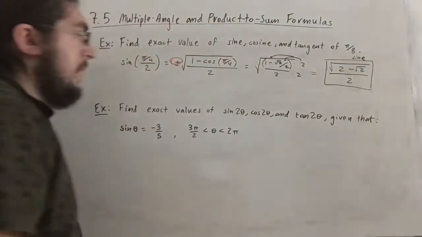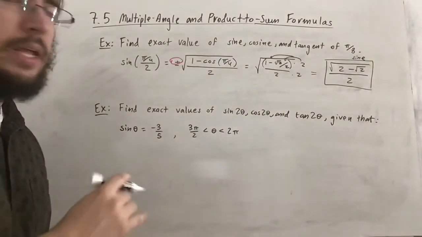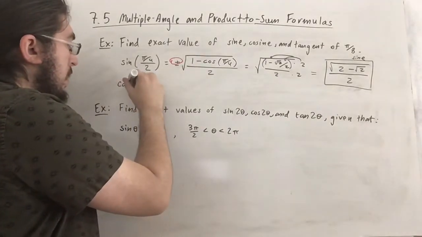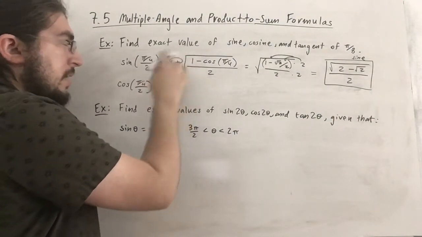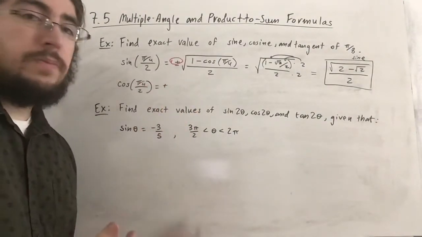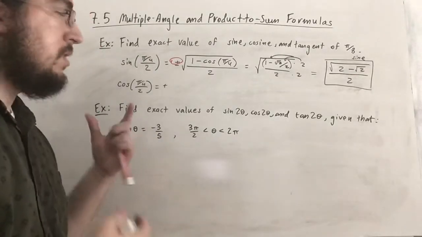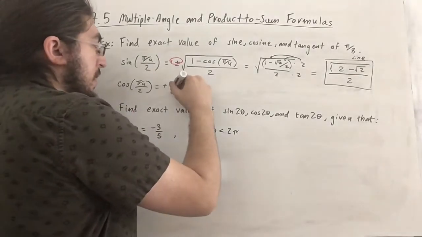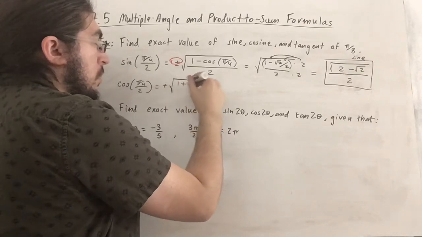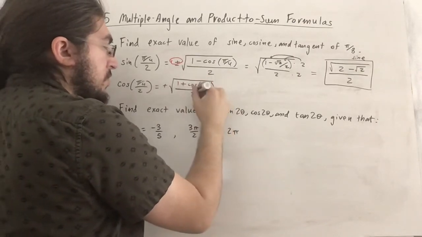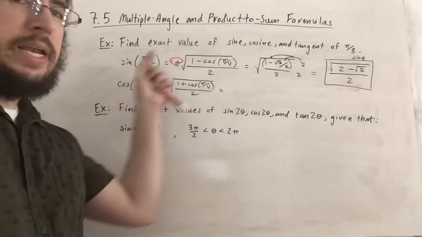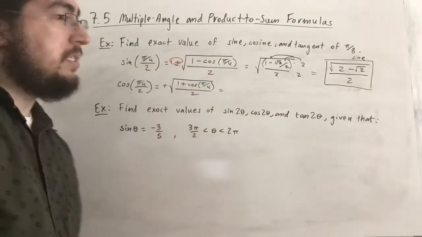I don't really have too much space here, but I think we're okay actually. Because cosine of pi over 8 is, again, going to be positive because we're in the first quadrant. Pi over 8 is in the first quadrant. Sine and cosine are both positive there. And then this is going to be radical 1 plus cosine of pi over 4, all over 2. So notice sine has a negative on the inside, but cosine has a positive on the inside.